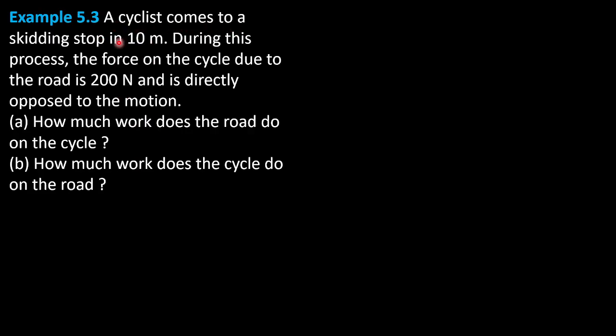A cyclist comes to a skidding stop in 10 meter. I will read again. A cyclist comes to a skidding stop in 10 meter. During this process, the force on the cycle due to the road is 200 Newton and is directly opposed to the motion. How much work does the road do on the cycle? How much work does the cycle do on the road? You can draw a rough diagram, then only you can understand the question.